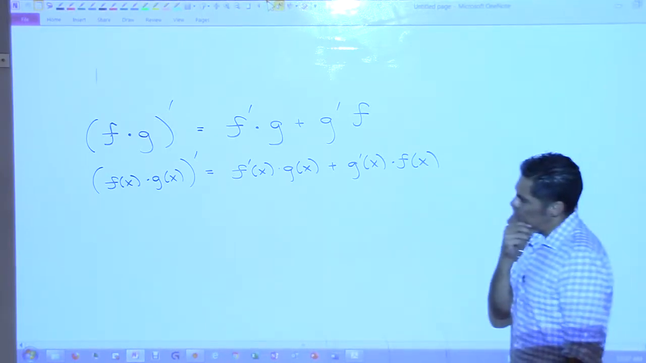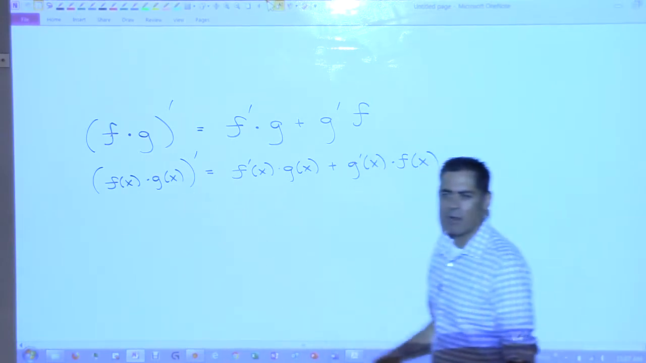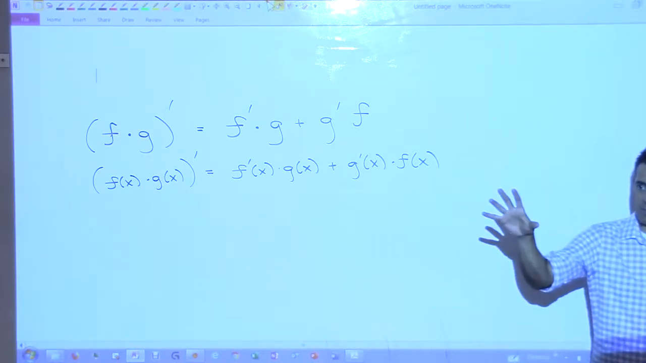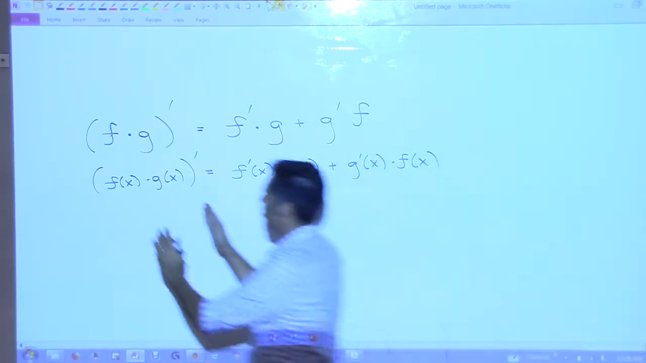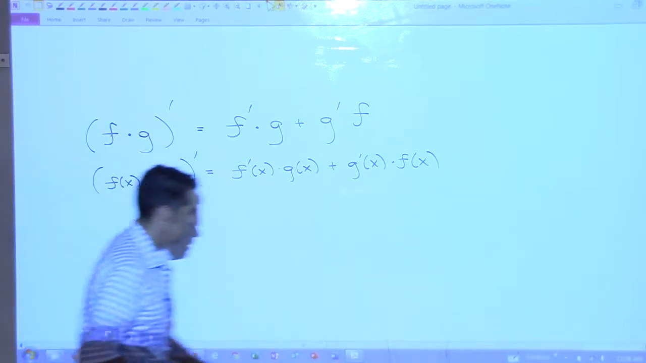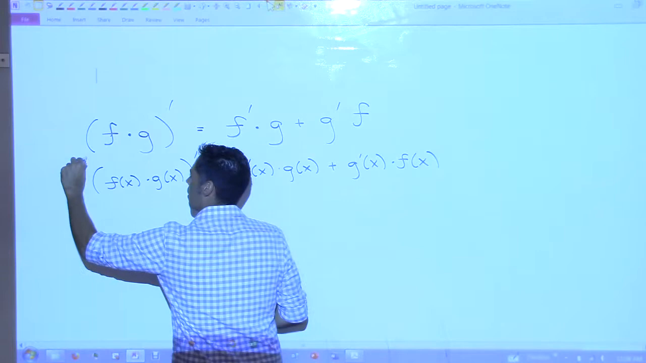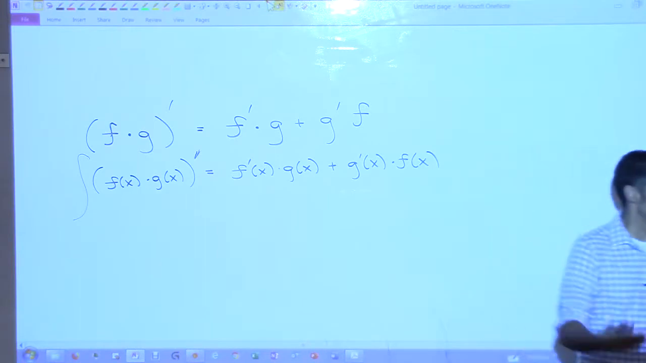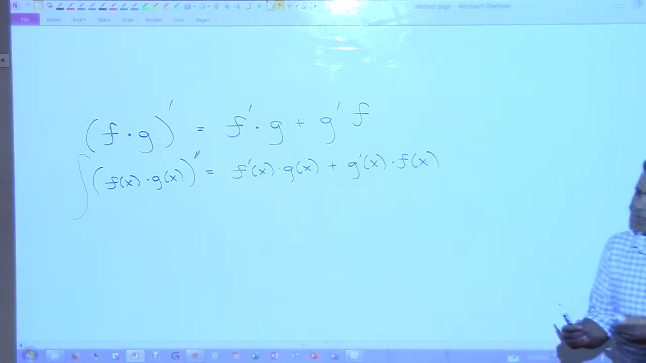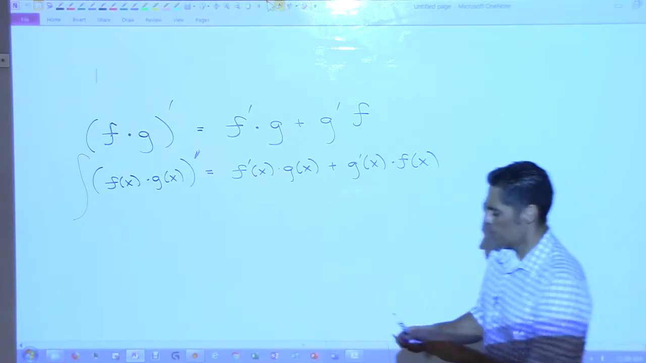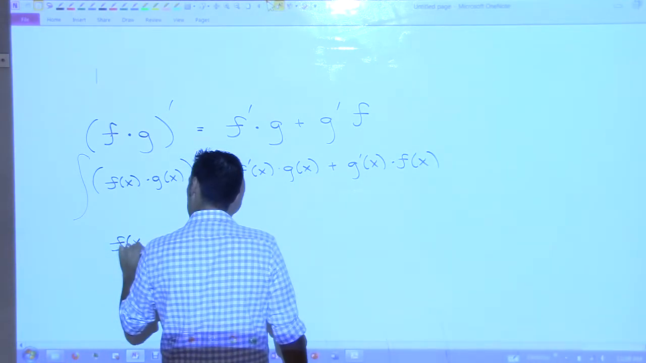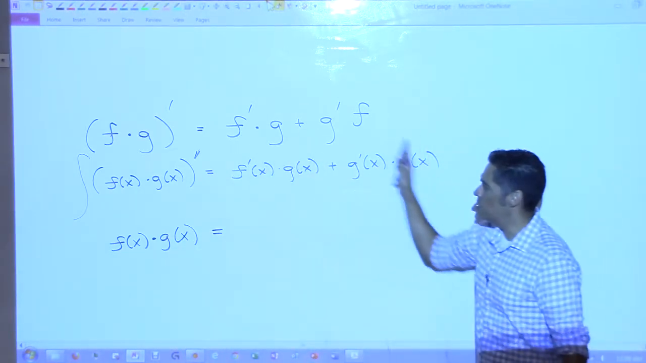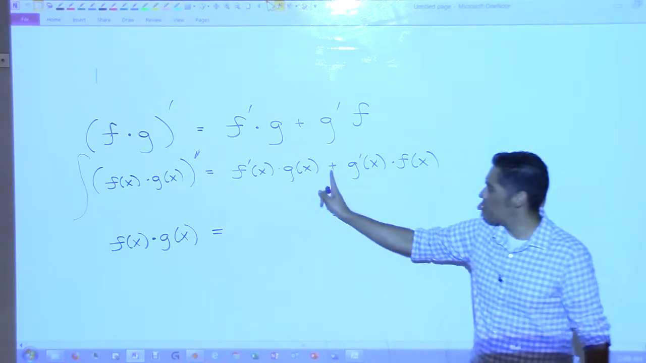Now let's look at this line, and what I'd like to do is find the antiderivative on both sides of the equation. What would the antiderivative of the derivative be? They kind of undo each other, they cancel out. So the left side should be f of x times g of x. On the right side, I have to take the antiderivative of each term, because there's a plus between them.